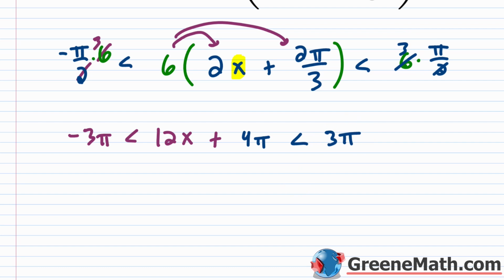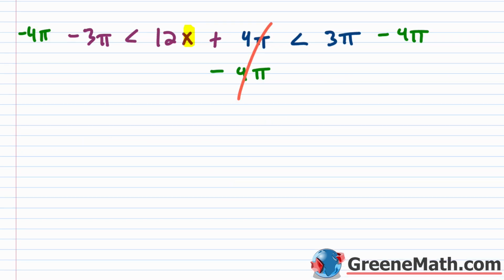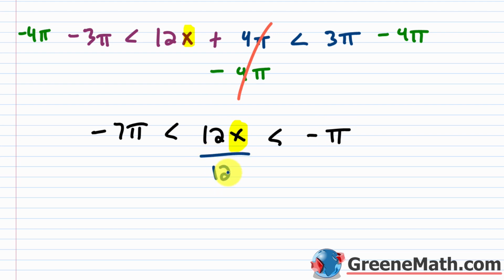At this point, again, if you're trying to isolate x, what I would do is subtract 4 pi away from each part. So let me do that over here. This is going to cancel. On the left, you have a negative 4 pi minus 3 pi. That's negative 7 pi. This is less than. In the middle, you're going to have 12x, which is less than. On the right, you can have 3 pi minus 4 pi. That's negative pi. Again, if you want to isolate x in the middle, just divide each part by 12. So divide by 12, divide by 12, and divide by 12.